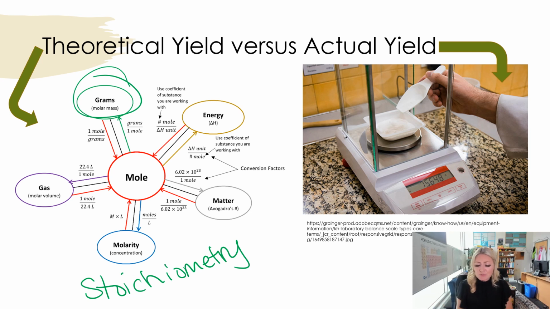And our actual yield is what we can measurably find in lab. That's the amount of product we can measure that we get at the end. And I will tell you right now, no matter what, you're going to get less than your theoretical, and you're just going to have to learn to be okay with it.